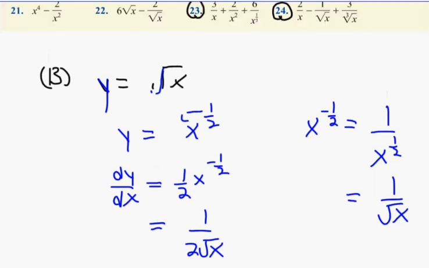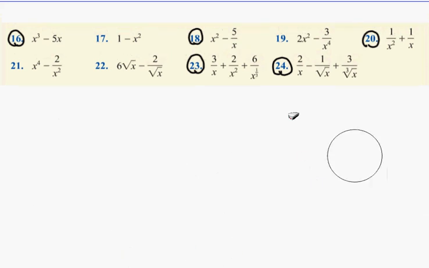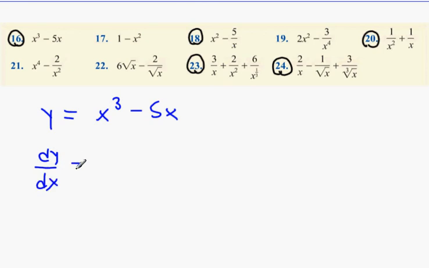Okay? Now we're on to number 16. Number 16 has 2 of them in it, and it means we've got to differentiate the first and second one. Y equals x cubed minus 5x. Differentiate the first one, bring the 3 to the front, take 1 away from the power, we get 3x squared. What happens when we differentiate anything with an x beside it? Differentiate 10x, you get 10. Differentiate minus 20x, you get minus 20. Just make the x disappear. So 3x squared minus 5.